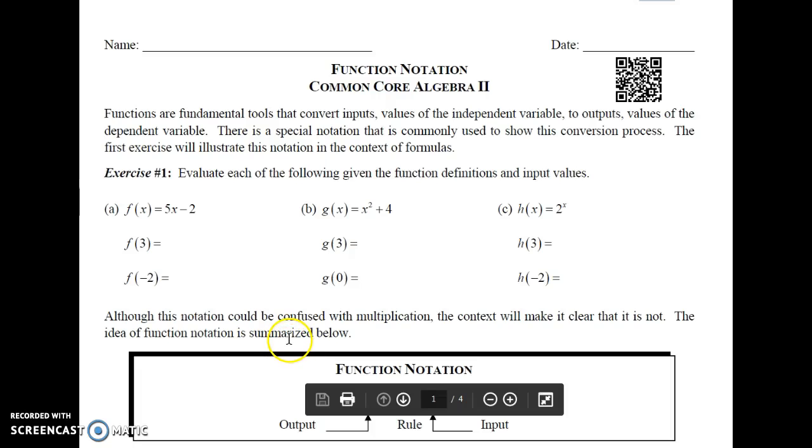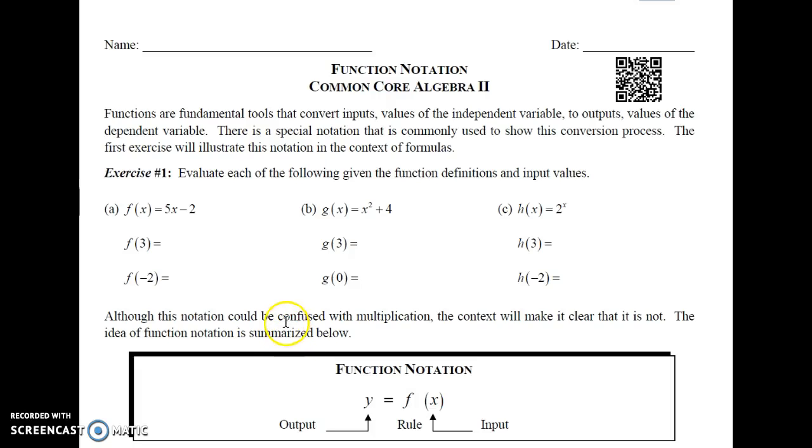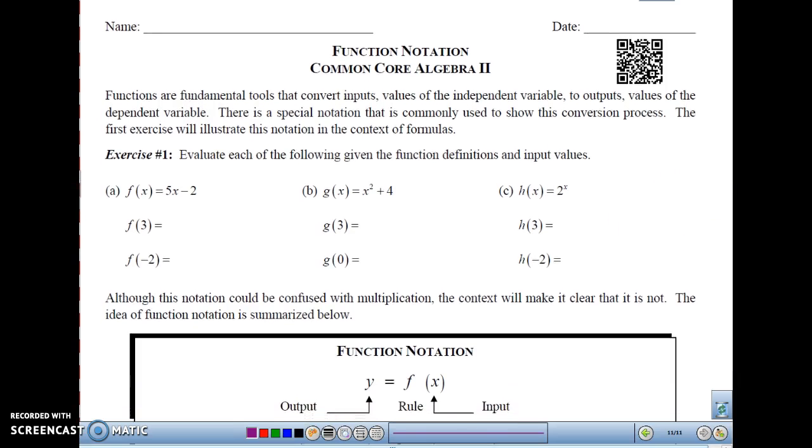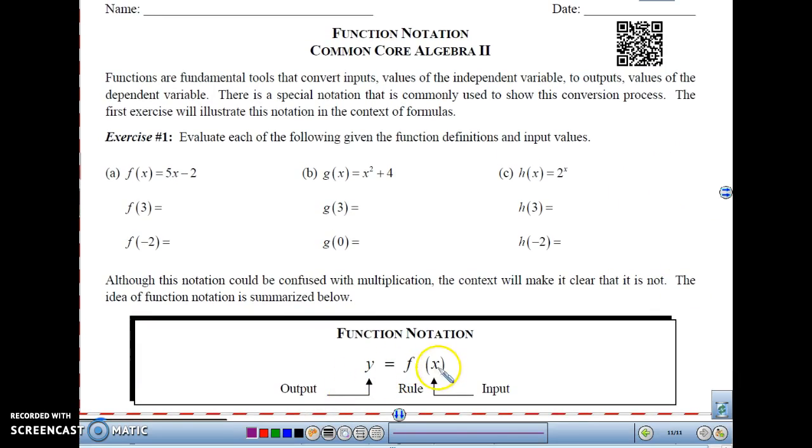This is Algebra 2, Unit 2, Lesson 2 on function notation. So what we're going to look at is the notation that's used for functions. We did this way back in Algebra 1, but let's see if you remember how to do it and how it's described. So when you see function notation, you usually see it as y equals f of x.